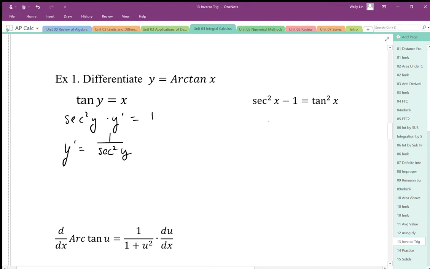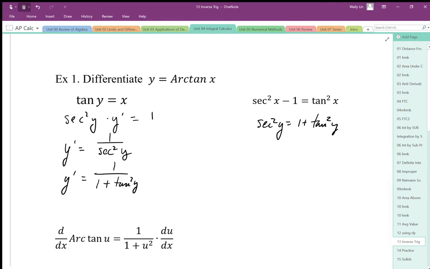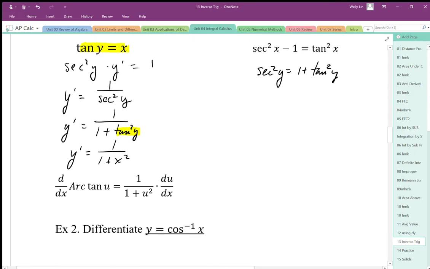We know that secant squared y must be equal to 1 plus tan squared y. So I'm going to replace that with 1 plus tan squared y, and we've defined tan y up here as x, so we're going to replace that tan y with x, and we end up with the expression that we want in terms of x. So we end up with 1 over 1 plus x squared.